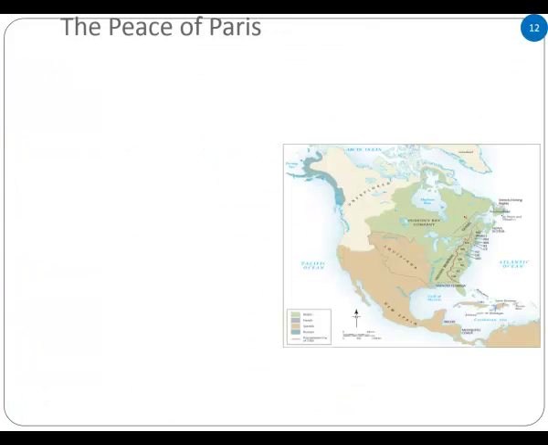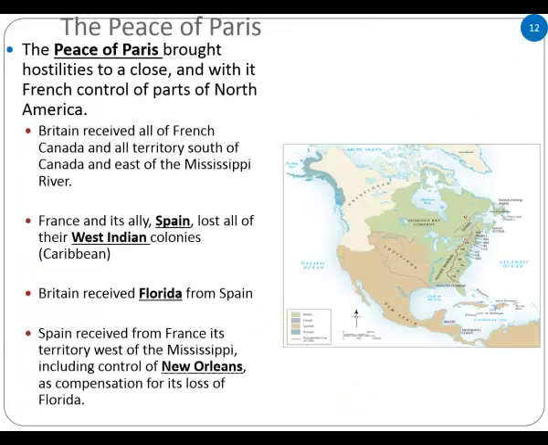Okay? The Peace of Paris brought hostilities to a close, and with it control of parts of North America from the French. Britain received all of French Canada and all territories south of Canada and east of the Mississippi River. So if you look at it like this, we earned everything in green here. Highly successful, right? What did we possess before then? Using this map, what do you guys think? Before this conflict took place, what all did we actually possess?